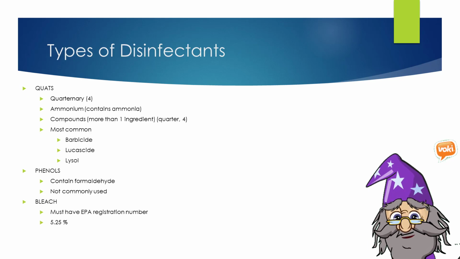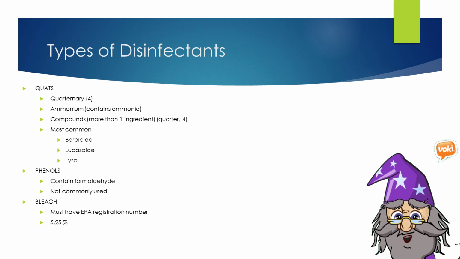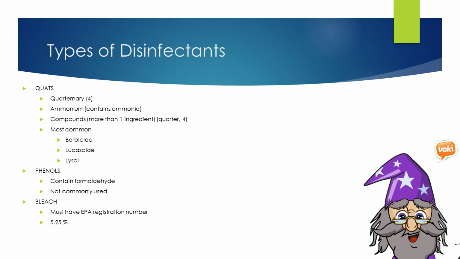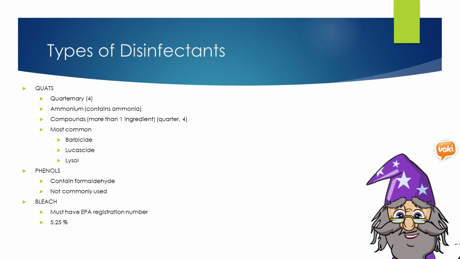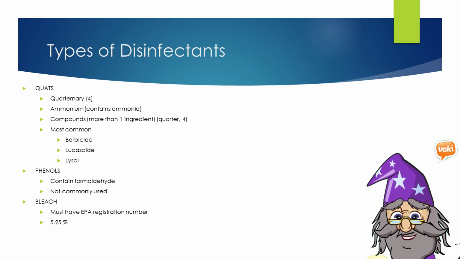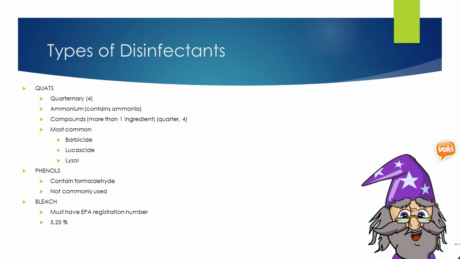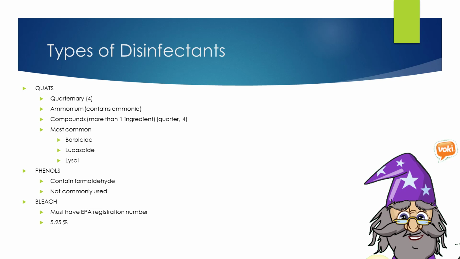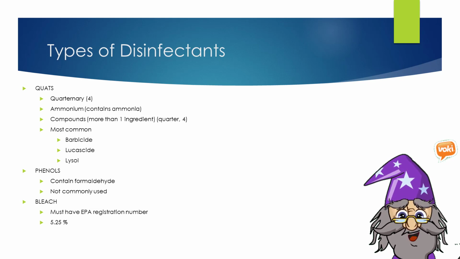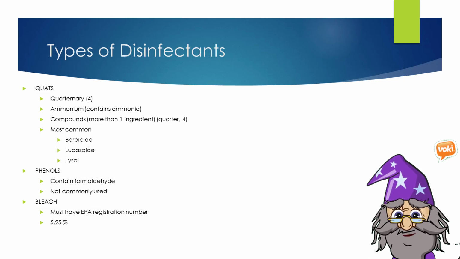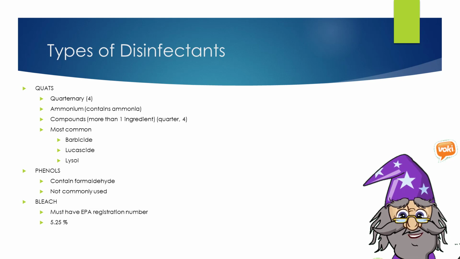There are several types of disinfectants. Check with your state laws regarding which ones are acceptable for use in your state. The most commonly used disinfectants are referred to as QUATs. QUAT is an acronym for quaternary ammonium compounds. This will be a product that has at least 4 ingredients, one of which will be ammonia. Some of the most common QUAT disinfectants used are barbicide, leucocide, Clorox, and Lysol.